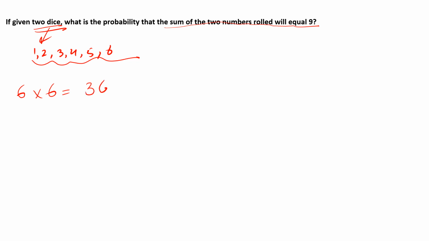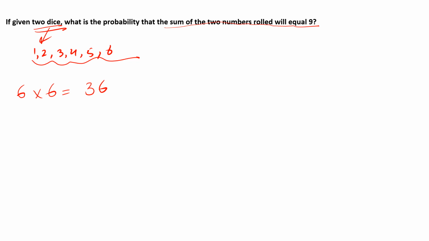Now, given 2 dice, what is the probability that the sum of the 2 dice rolled will equal 9? Now, 2 dice means, you know that in a dice you have 1, 2, 3, 4, 5 and 6 as the sample space. It means in one dice you have 6 outcomes, and with 2 dice you have 6 times 6, so the total number of outcomes will be 36.